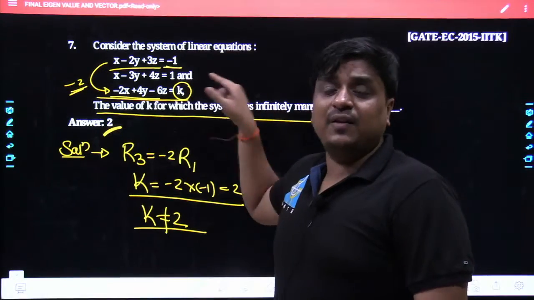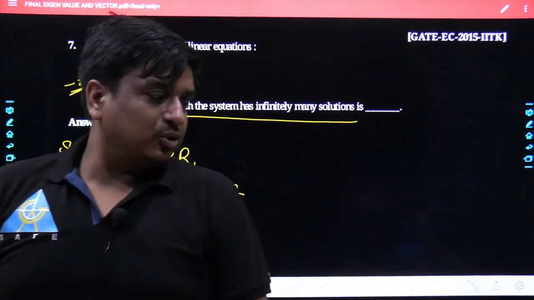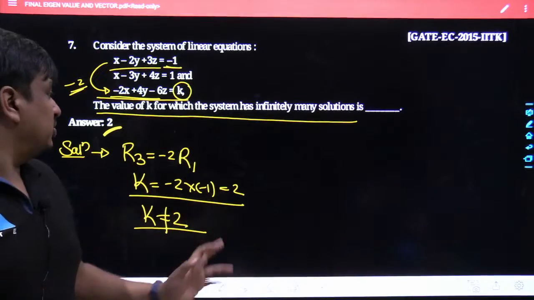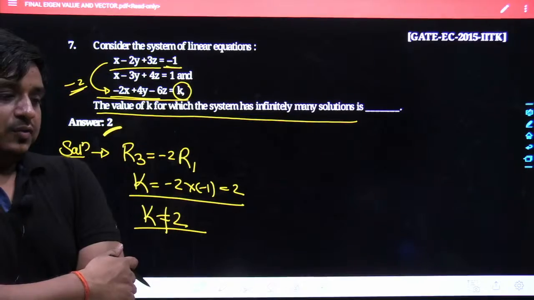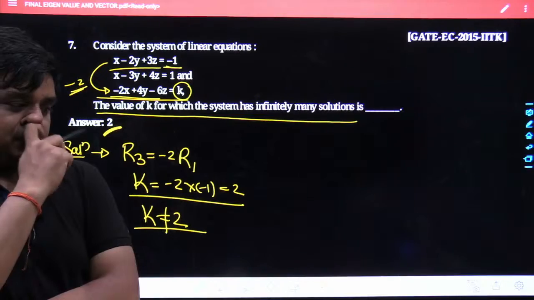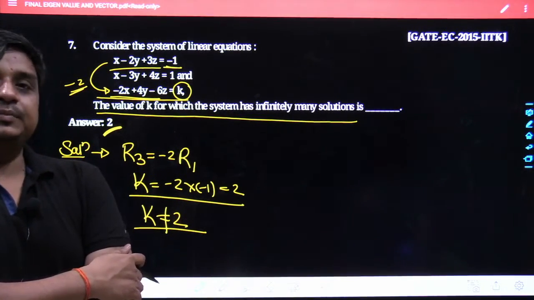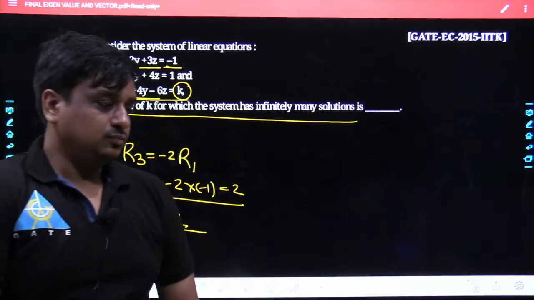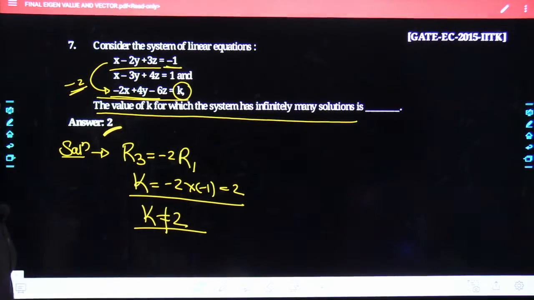But deliberately, if you have kept k not equal to 2, which type of solution will you have? I want the input from each one of you. What would be the type of solution? Tell me. Inconsistent, no solution. Why no solution?